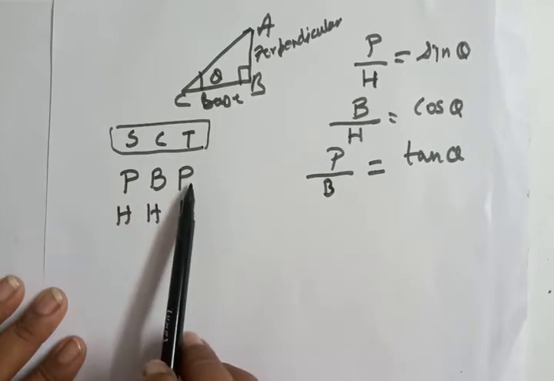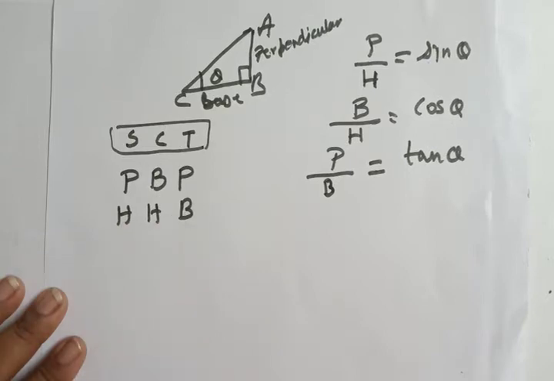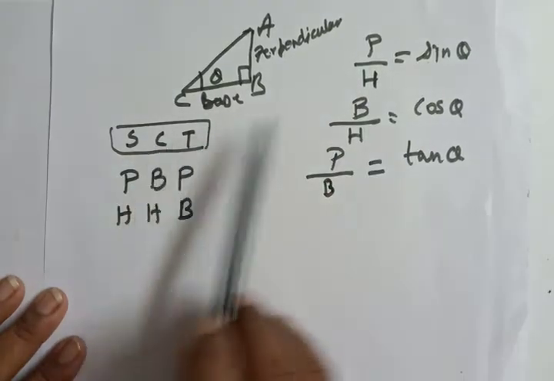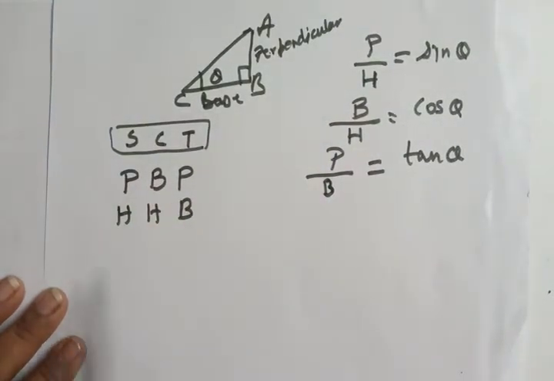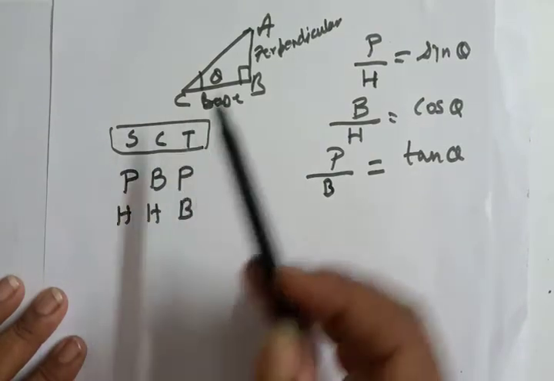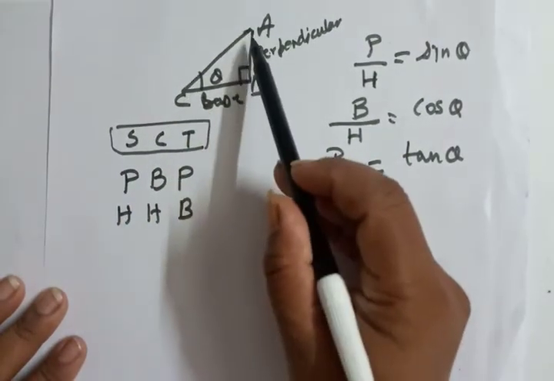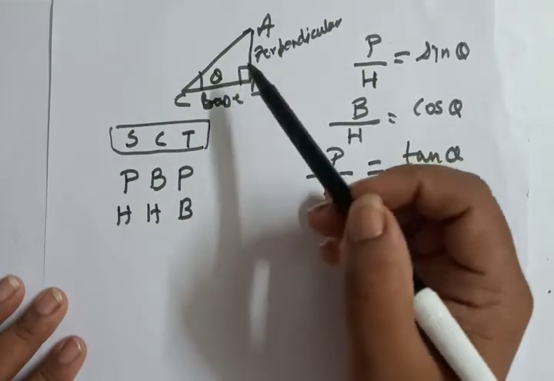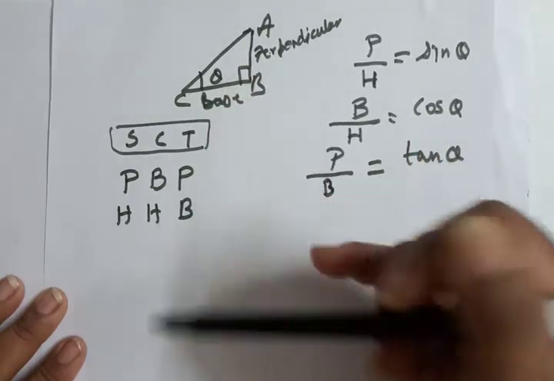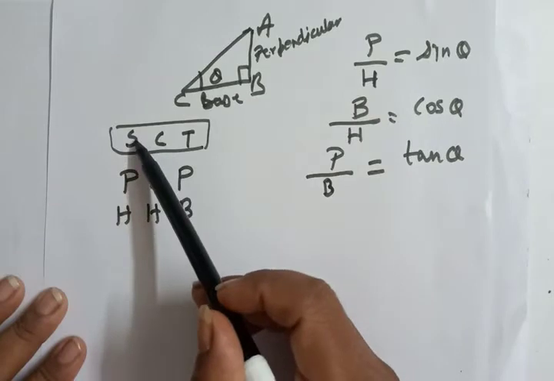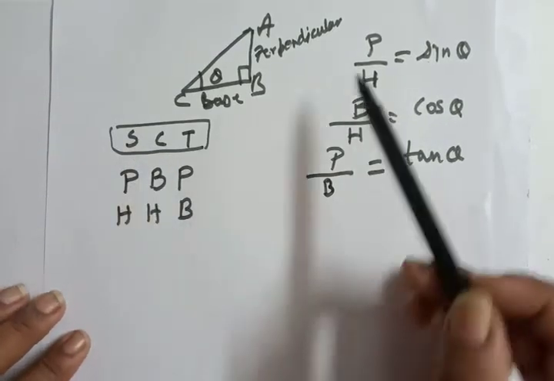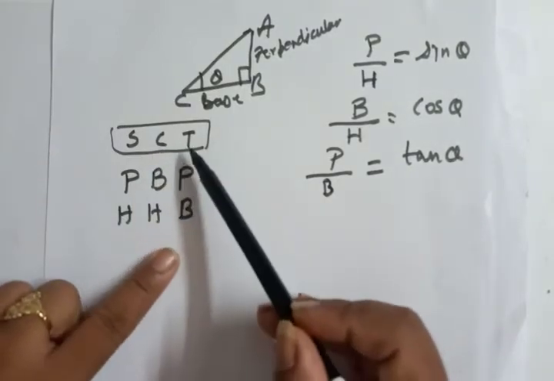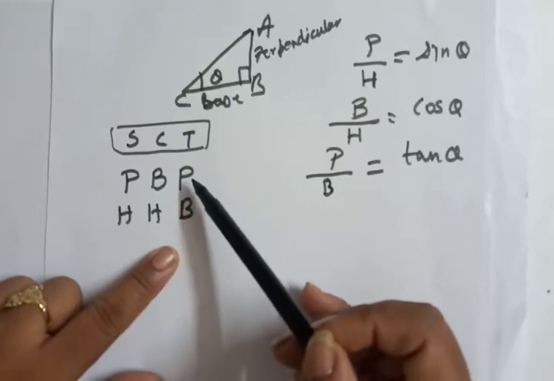and again P represents perpendicular, H hypotenuse, and B base. And what is this Sona Chandi Tole? Means S for sine, C for cos, and T for tan. So if we say sine of any acute angle, we have to check according to the given triangle which one is the perpendicular. So always sine theta is equal to perpendicular upon hypotenuse. Cos theta is always equal to base upon hypotenuse, and tan theta is always equal to perpendicular upon base.